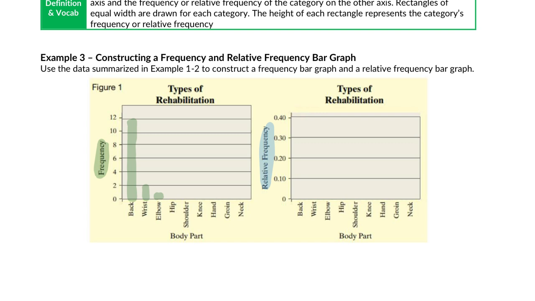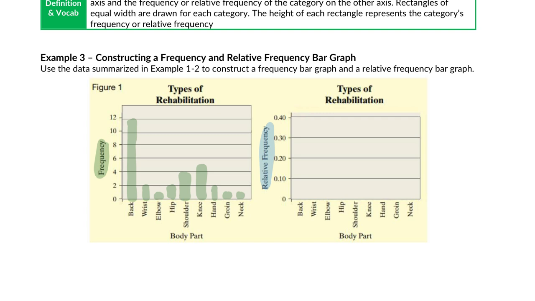The hip had 2. The shoulder had 4. The knee had 5. The hand had 2. And the groin and the neck both just had 1. That is a frequency distribution in a bar graph.